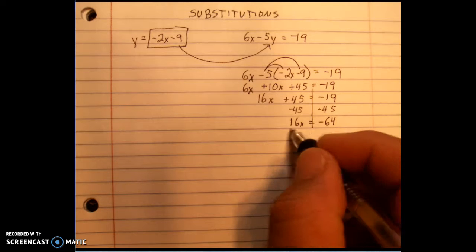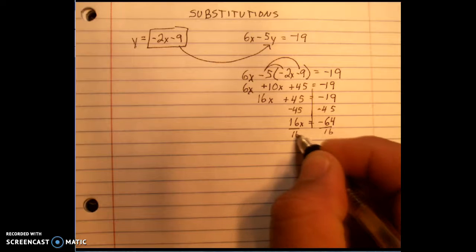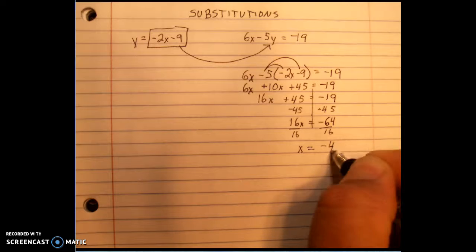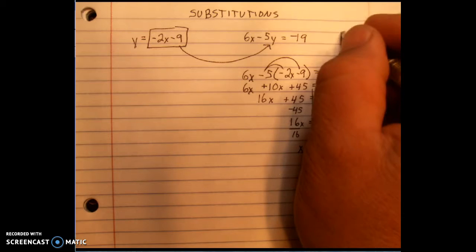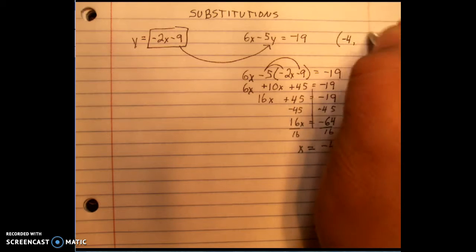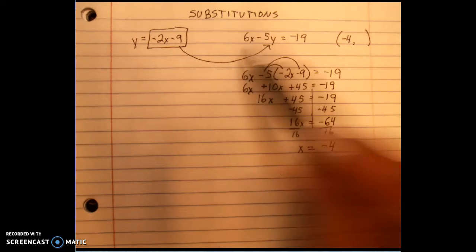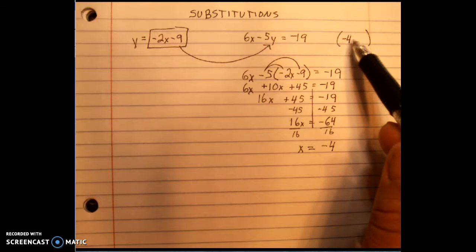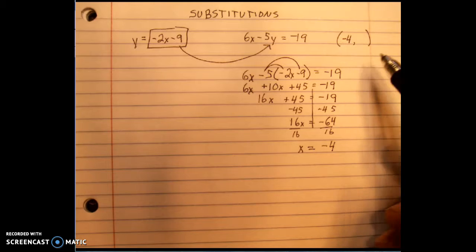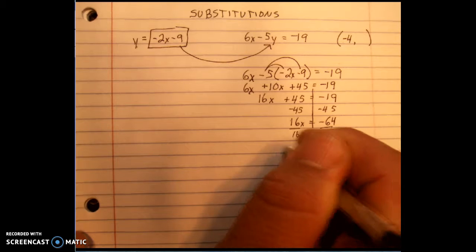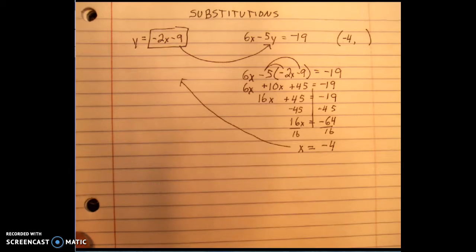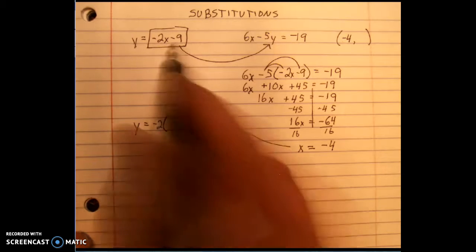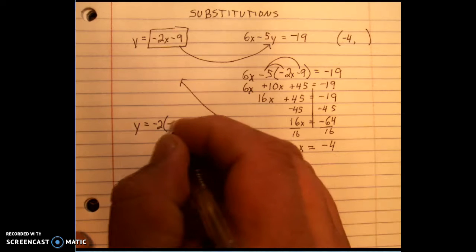Dividing by 16 leaves me my x. My x is equal to negative 4. So I have found half of my solution. I now know that if I were to graph these two lines, they will cross, they will intersect at negative 4 comma something. How do I find the something? I plug that back in. I like the one over there all by itself. So y equals negative 2 instead of x. I now know my x has to have a negative 4 when they cross.